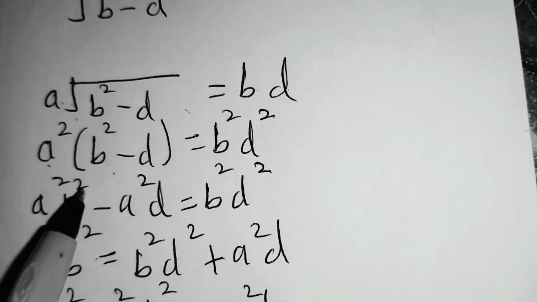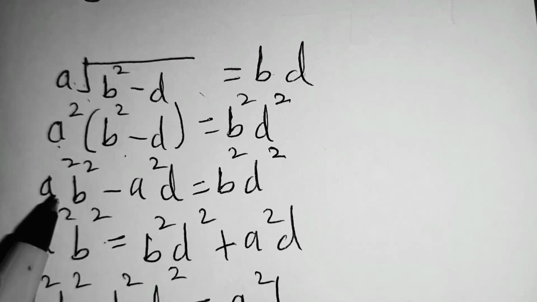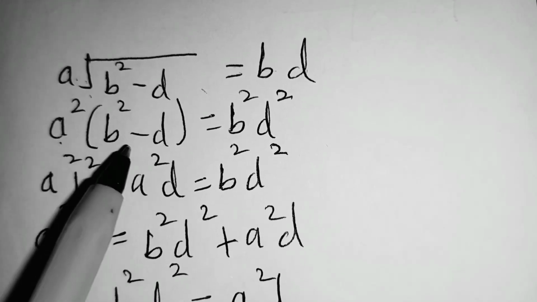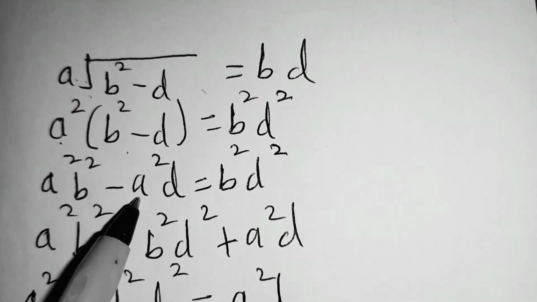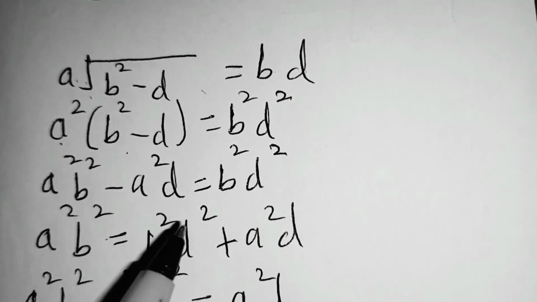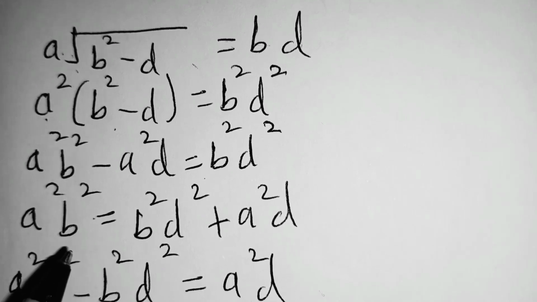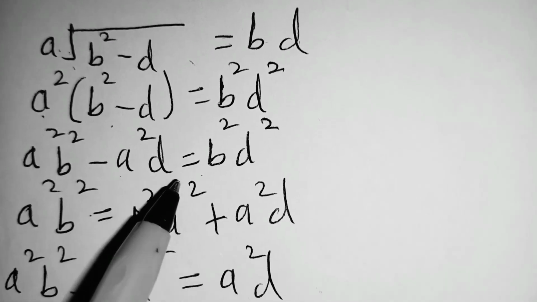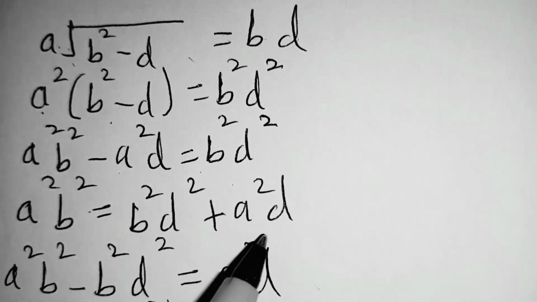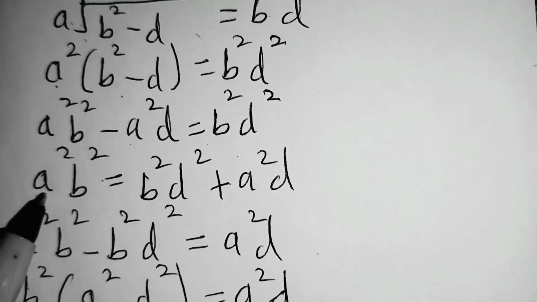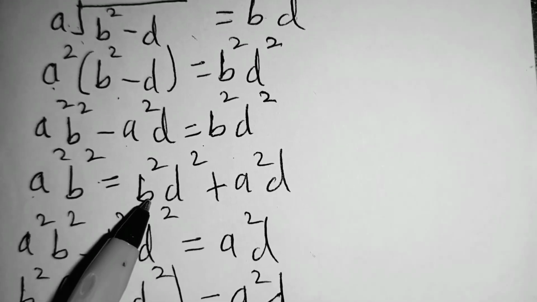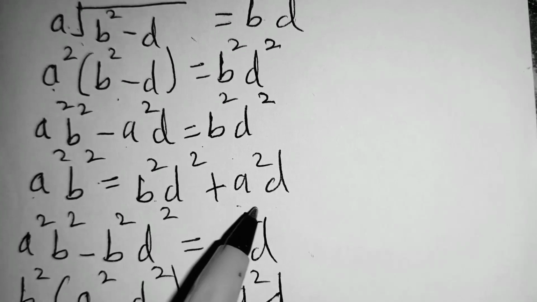Then from there, we remove the bracket. A squared times b squared is a squared b squared. A squared times d is a squared d. Then which is equal to b squared d squared. Then from there, you collect the terms with the negative on the right hand side so that it becomes positive, which is now a squared b squared, which is equal to b squared d squared plus a squared d.